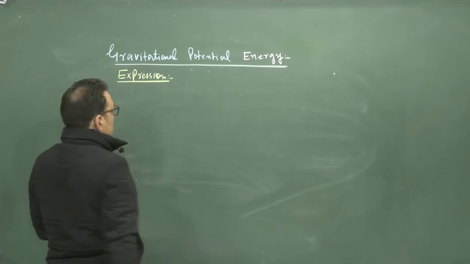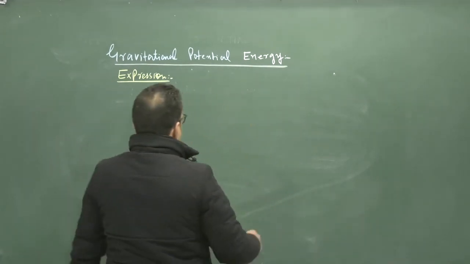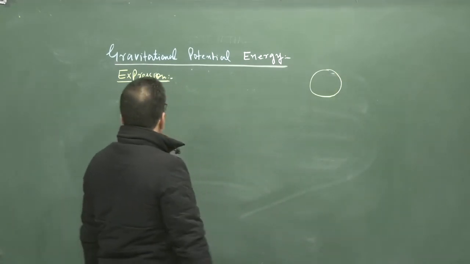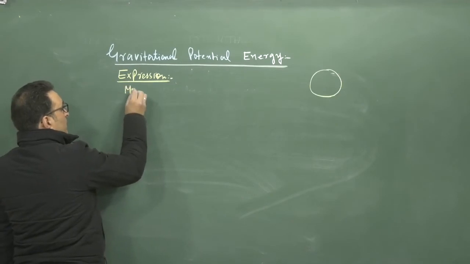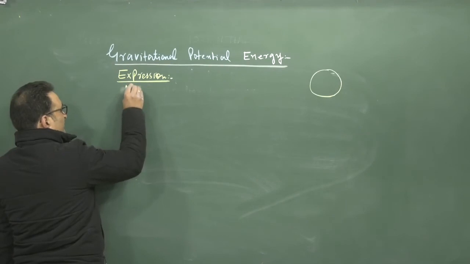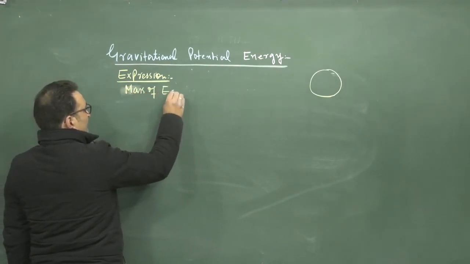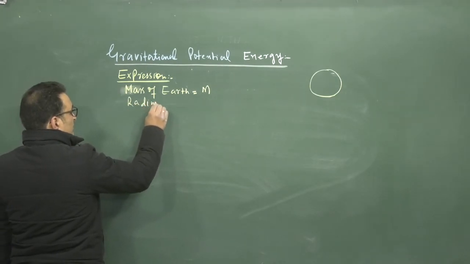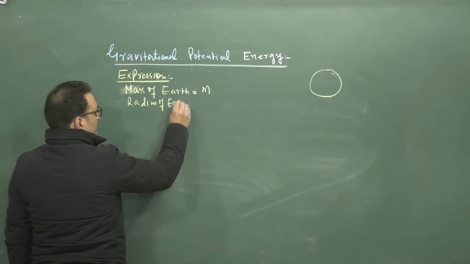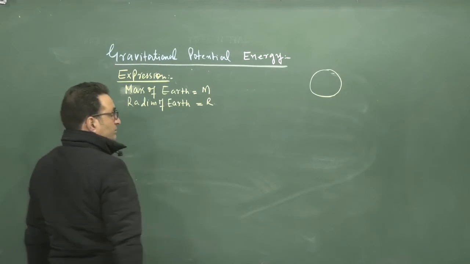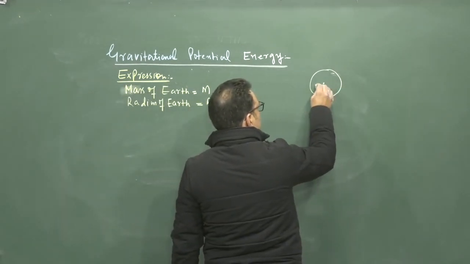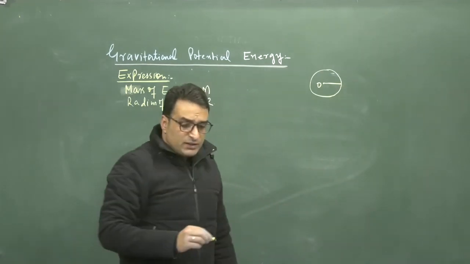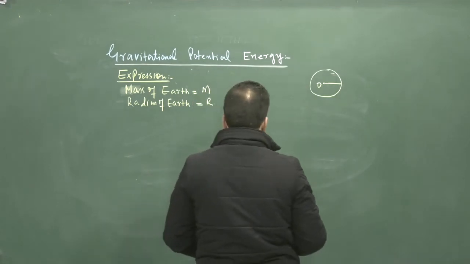Expression for gravitational potential energy. For that, again, we consider Earth to be a sphere of mass of Earth M and radius of Earth capital R. There is an Earth, there is center, and this much of distance is the radius, and I will write this as the capital R.